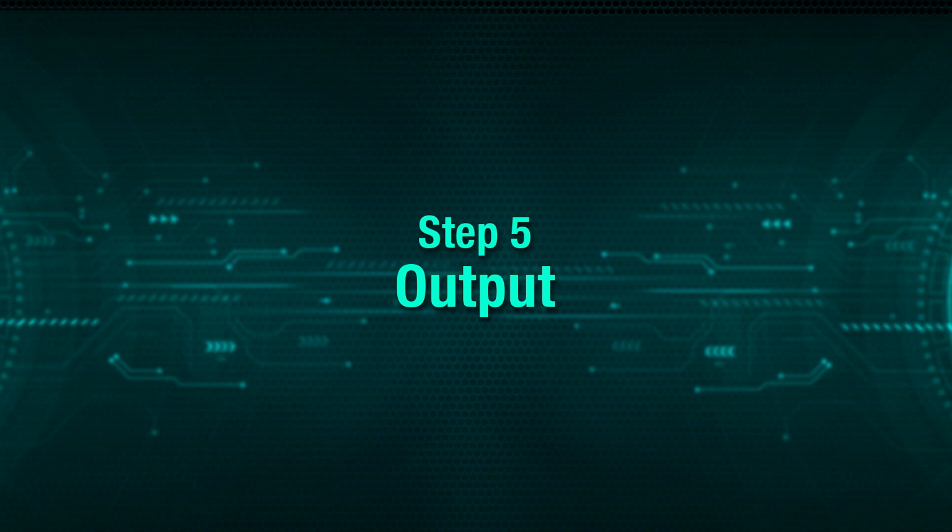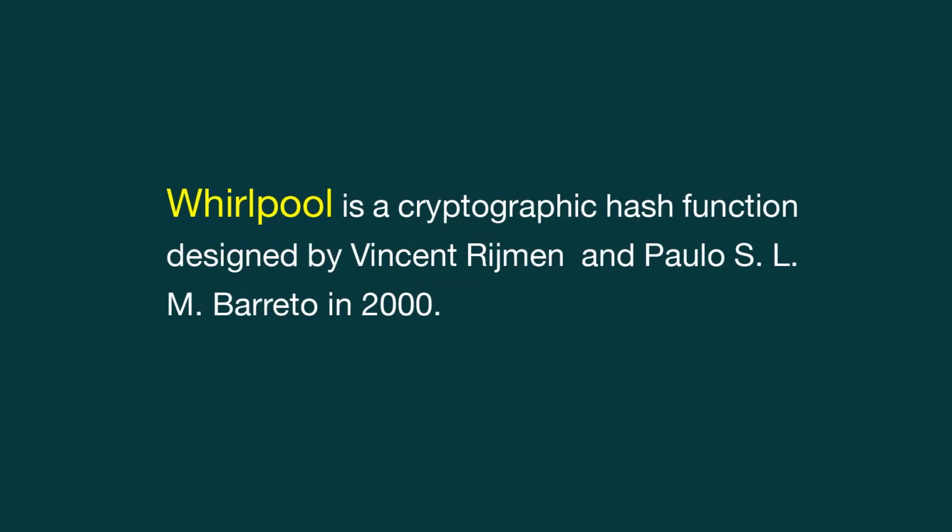Step 5. Output. After all n 1024-bit blocks have been processed, the output from the nth stage is the 512-bit message digest. While learning about cryptographic hash functions, you may come to know the term Whirlpool. Whirlpool is a cryptographic hash function designed by Vincent Rijmen and Paulo S.L.M. Barreto in 2000. It can be considered as a substantially modified Advanced Encryption Standard or AES. Whirlpool takes a message of any length less than 2 raised to 256 bits and returns a 512-bit message digest.